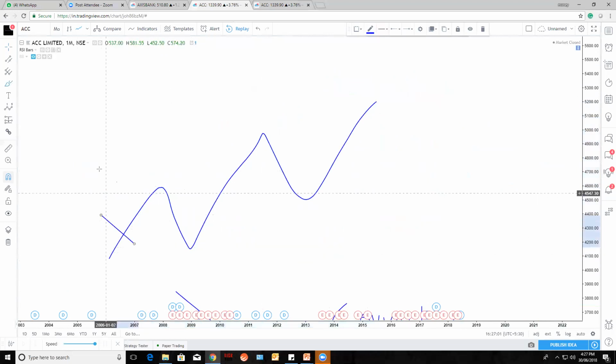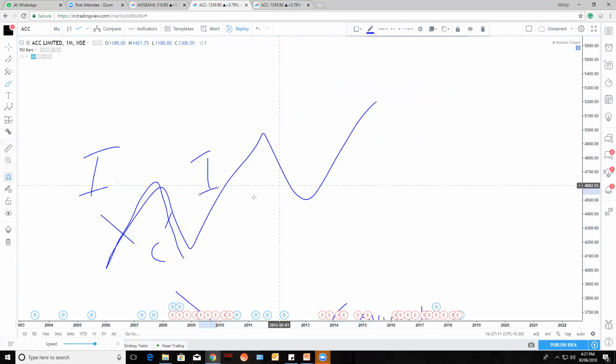So here this is an impulsive, I name it as I. This is against the trend, right? So this is C, corrective. This is impulse, and this is corrective, and this is impulse.